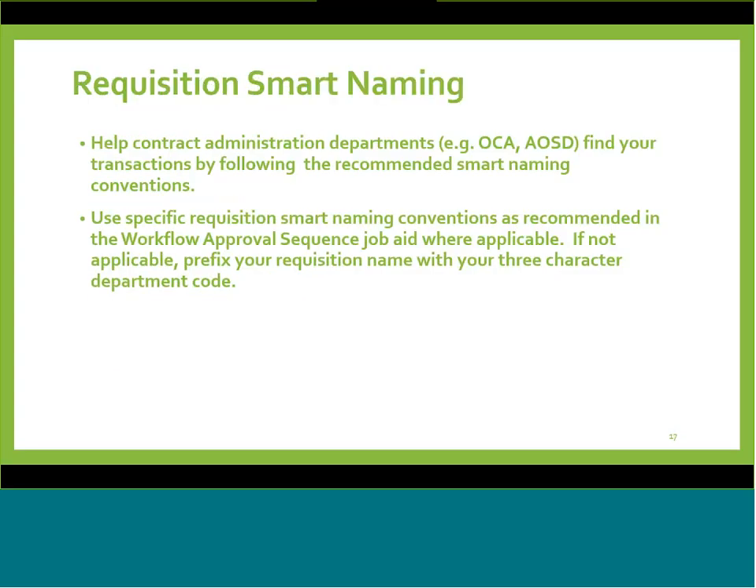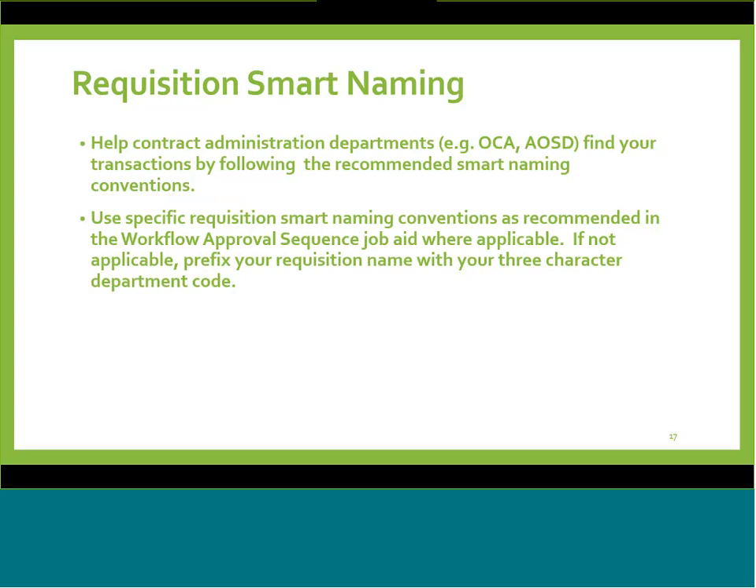Okay. So let's talk about smart naming. Well, first of all, tell us, why would we even do smart naming? So smart naming, as you guys know, you're getting a lot of things in your work list, and there are some contract administrator departments like OCA and AOC who are helping a lot of different departments, and so they've come up with some suggestions on how you can name things so they can find your transactions easier and get them through the workflow process faster. So if you use their recommended smart naming conventions, then they can be better equipped to help you.